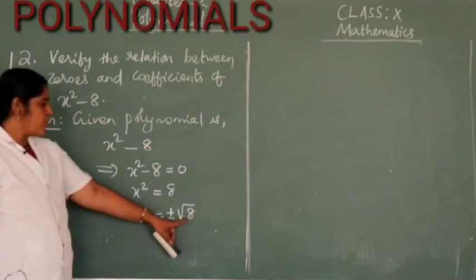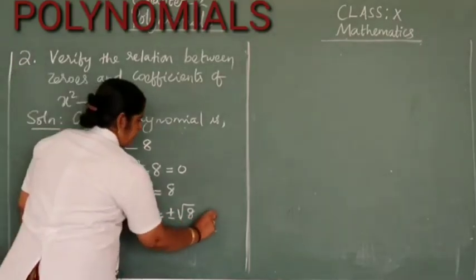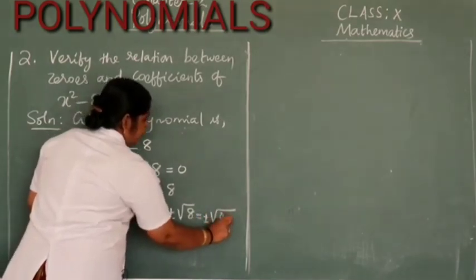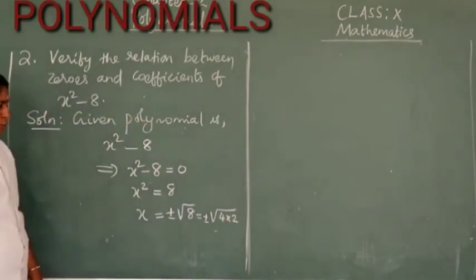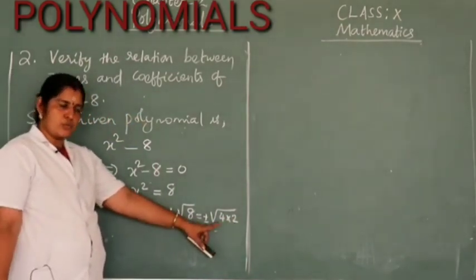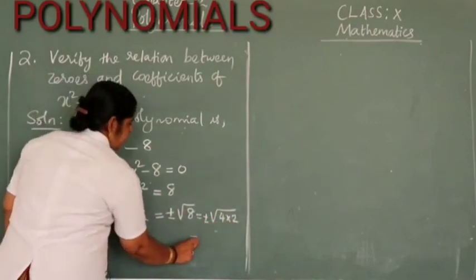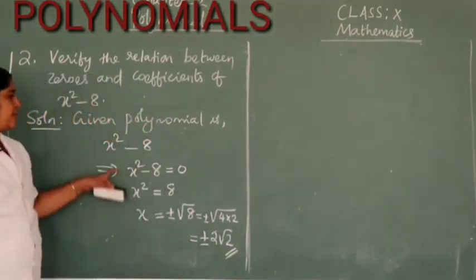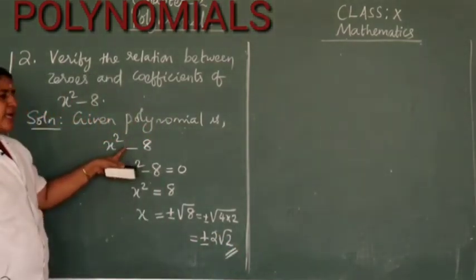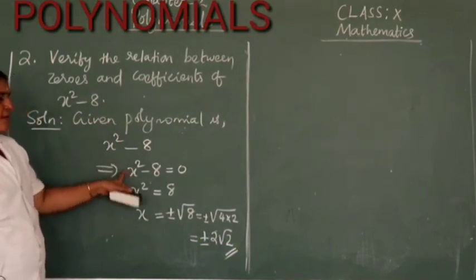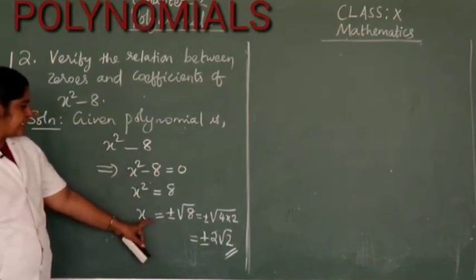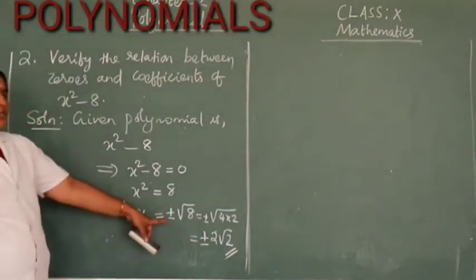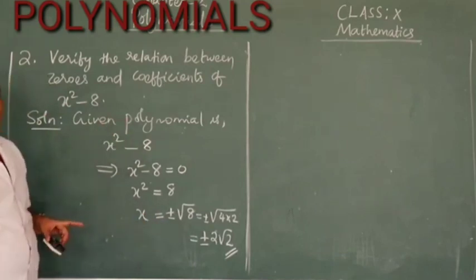Okay, and now root of 8 we can write as plus or minus root of 4 into 2. 8 can be written as 4 into 2. And what is the square root of 4? 2. And root 2 will come, so that plus or minus 2 root 2. Understand? So we need not use the splitting the middle term method, and you can do directly by simplification, so that we got x is equal to plus or minus 2 into root 2. Those are the two zeros of this given quadratic polynomial.